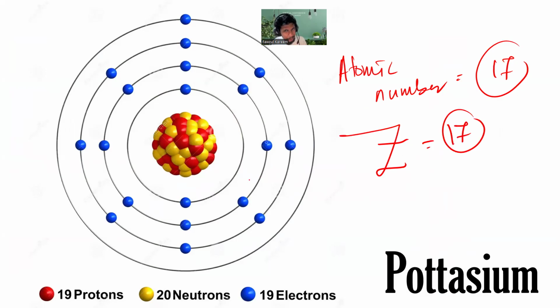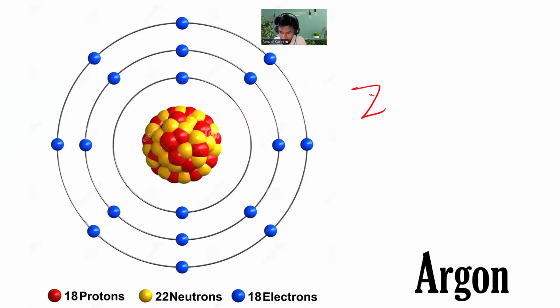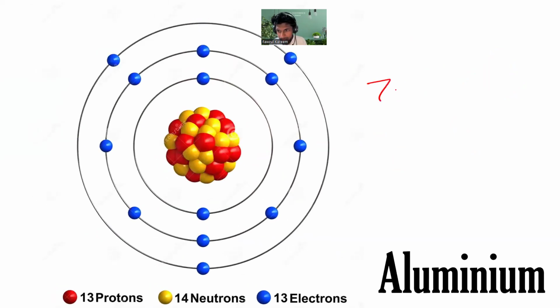What is Z? Z means atomic number. So instead of saying atomic number is 17, you can say Z is equal to 17. Here I will say Z equal to 18. Why? Number of protons is equal to 18, so atomic number is also 18. And here, what's Z? Z is equal to 13. Why? 13 protons are there.